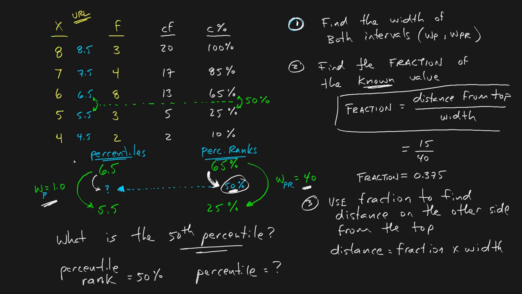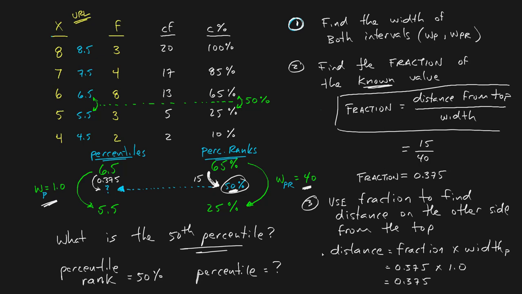So everything is now happening over on this side. We start where we know all of our values, and then once we find the fraction, we have to move to the other side where we don't know everything that's going on. So this is going to be the width on the percentile side. So this is going to be 0.375 times, what is the width here? It's 1.0. And so this gives me an answer of 0.375. So if I traveled 15 to get from 65 down to 50, over here I'm going to travel 0.375 to get from 6.5 down to our unknown value.